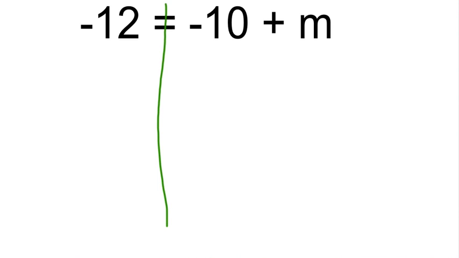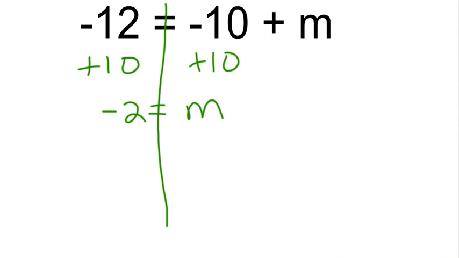Okay, so my first step is to add the opposite of the addend to both sides. Well, the opposite of negative 10 is 10. Again, the goal is to make this addend equal to 0. So now I added 10 to both sides. So we're left with negative 2 is equal to m, right?